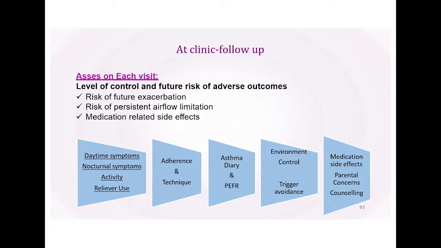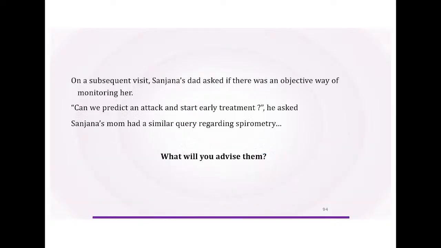So, assessment on each visit: level of control and future risk of adverse outcome, risk of persistent airflow limitation, medication related side effect. Daytime symptoms, nocturnal symptoms, activity, reliever use, these 4 symptoms we have to use. We have to check whether the symptoms are controlled or not, which we have discussed. Daytime symptoms, nocturnal symptoms, activity limitation and use of reliever, how frequent. Adherence and technique, asthma diary and peak flow meter we have to monitor. Environmental control and avoid the triggers. Medication side effect, parental concern and counseling, these things we have to take care of at each visit.